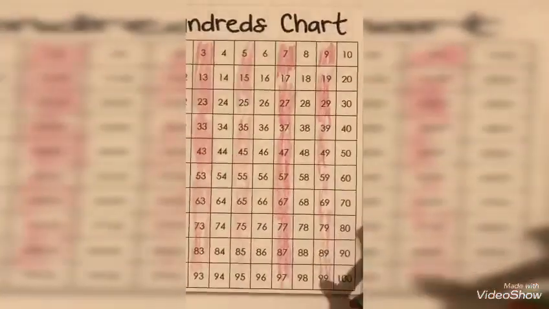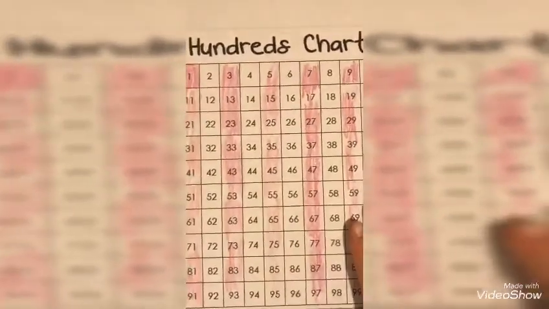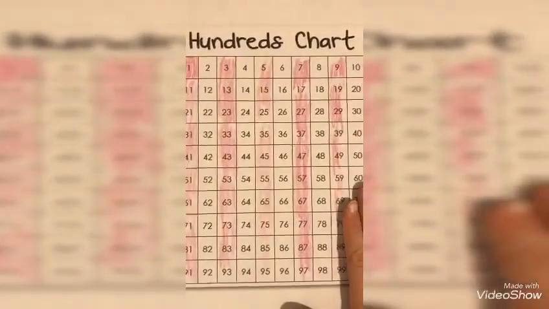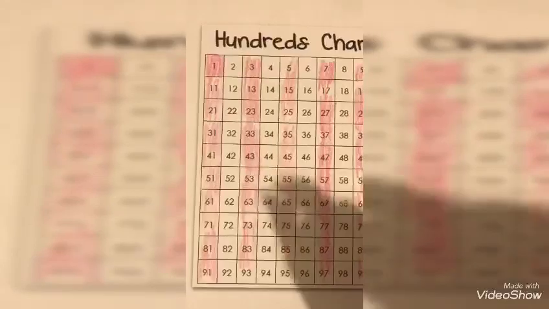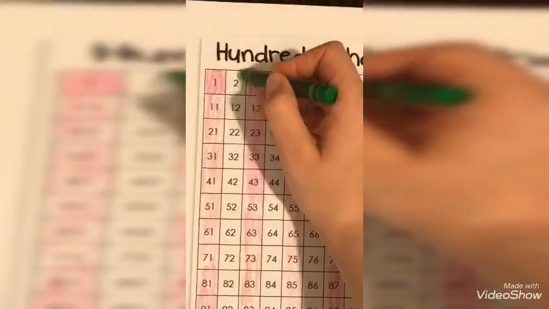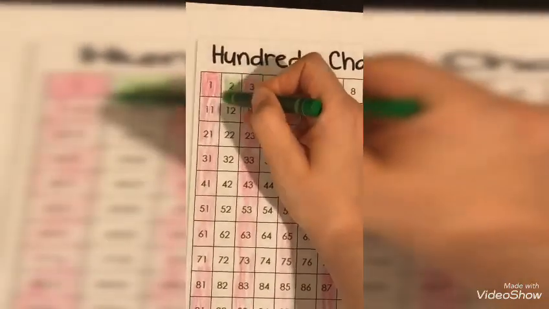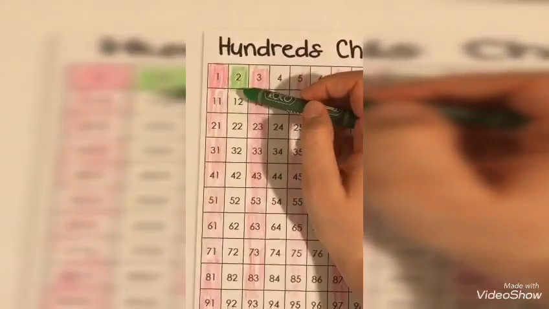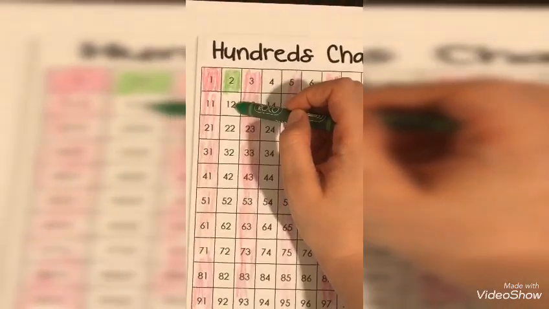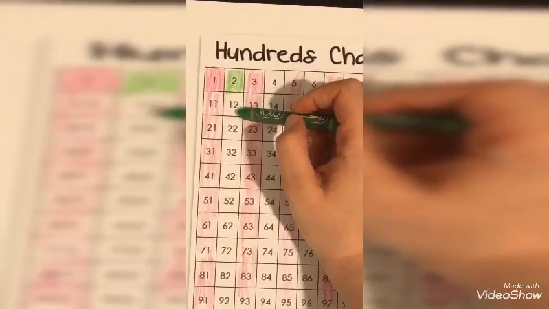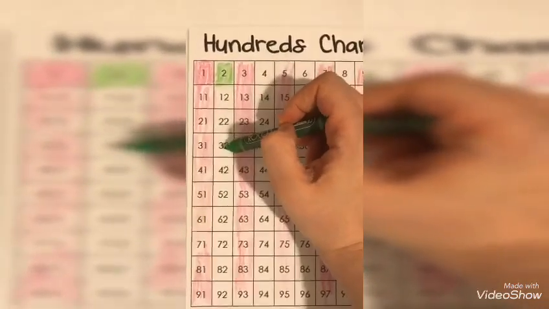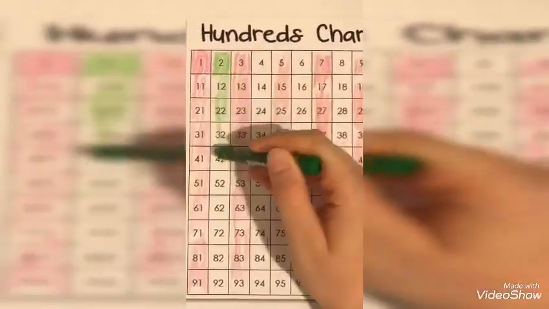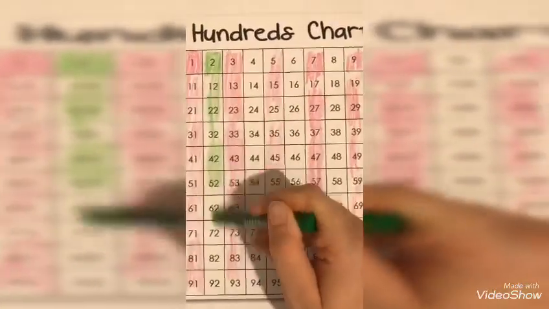Okay, now let's color the even numbers with the green color. Number two is an even number, right? Okay, and each number that ends with 2 is an even number. For example, 12, 22, 32, 42. Okay, let's color them green.